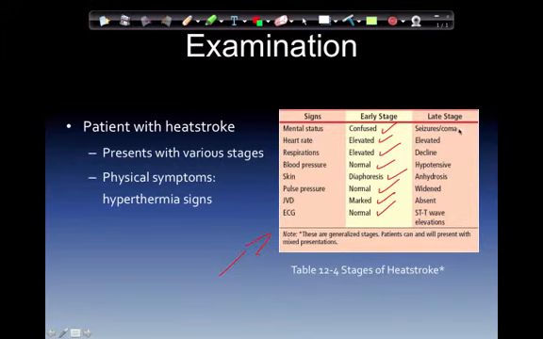At the late stages: altered mental status, coma, heart rate's elevated, respirations decline because of the altered mentation, hypotension on the blood pressure, and anhidrosis, as far as the skin, is dry, widening pulse pressures, JVD is absent, maybe even flat neck veins, and then an EKG with ST elevations. This would be from low perfusion and too much work upon the cardiac muscle.